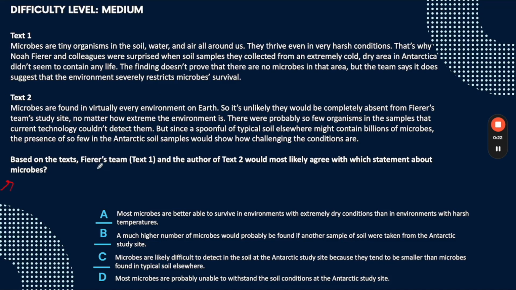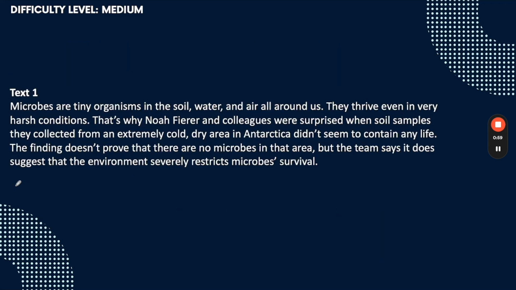Based on the text, F's team, text 1, and the author of text 2 would most likely agree with which statement about microbes. So what do I know from the question stem about the text? I know that in text 1 there is a team that's been talked about, F's team, and text 2 has an author, so of course it's written by somebody. And I need to identify what they both would agree with when it comes to microbes. So most probably the topic of discussion in text 1 and text 2 is going to be microbes. And I need to identify what both texts would agree with, right? Now with this understanding, we are going to read text 1.